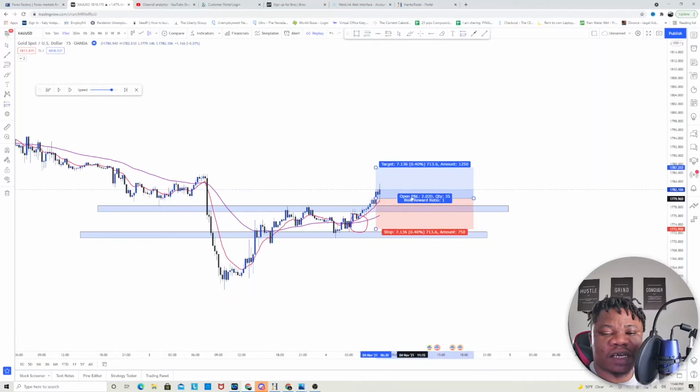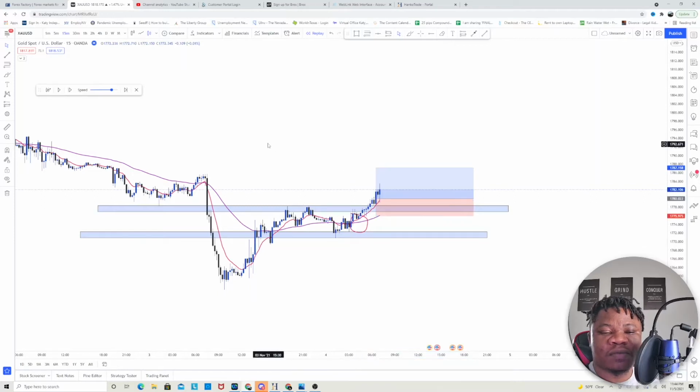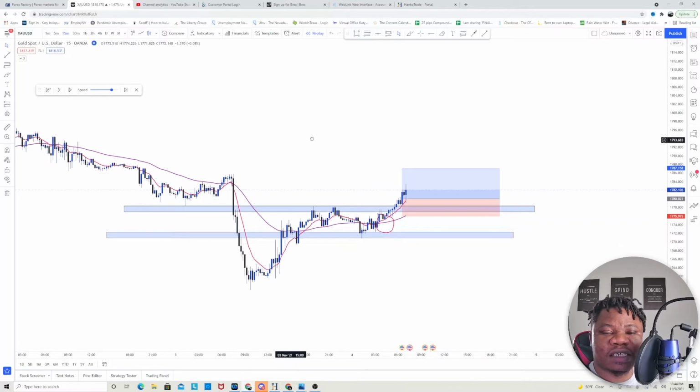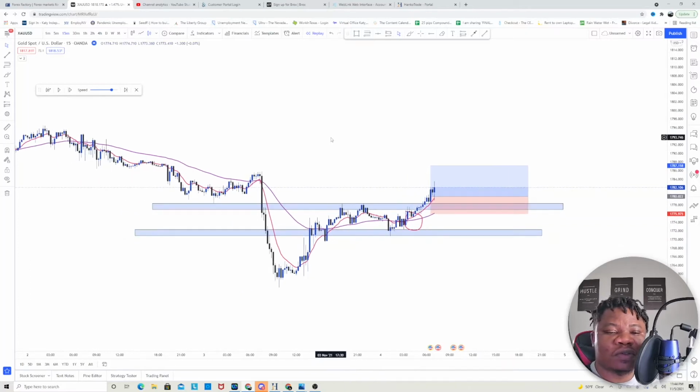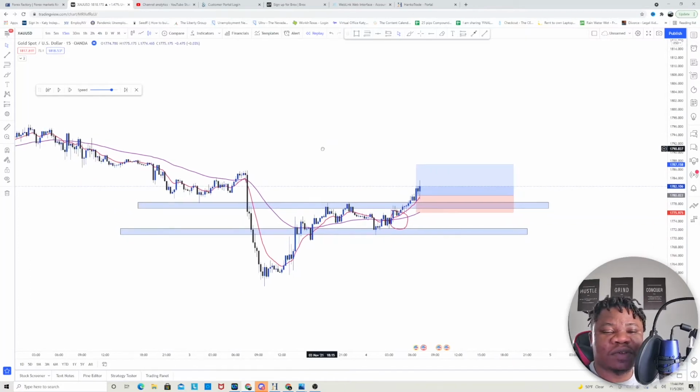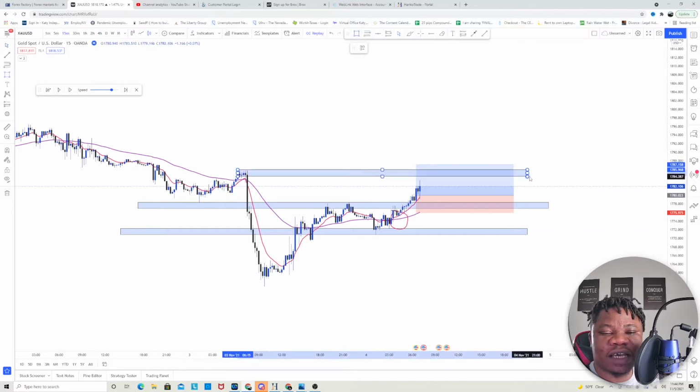We can have our entry right here, and we can just have our stop loss right below this zone. We can have it right below the 10 EMA right there for 40 pips. And for our take profit target, all we have to do to get our potential take profit target is just look for the previous high to the left hand side. So that's the first thing we have to do to get our potential take profit target.